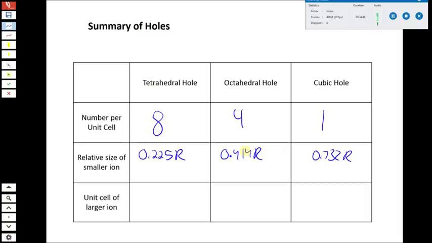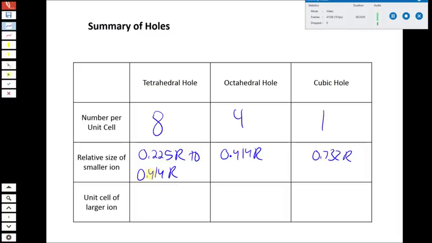So if the size of the cation is between 0.225 R to 0.414 R, so that's, again, the relative radii of the two ions, this being the smaller one is either 0.225 times the larger one or up to 0.414. It's going to occupy the tetrahedral hole. That's the prediction we would make. So again, those are limiting values.